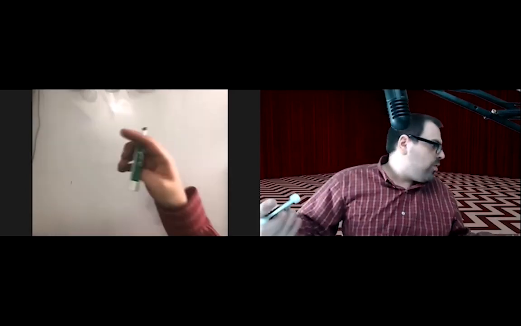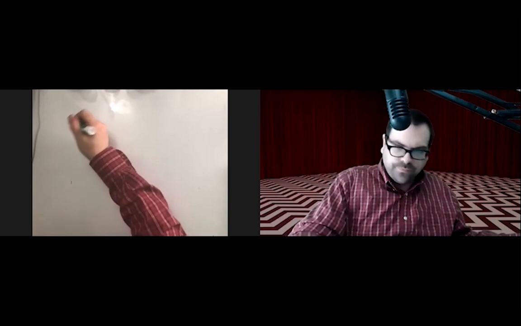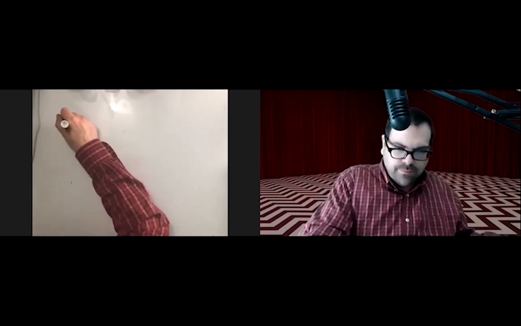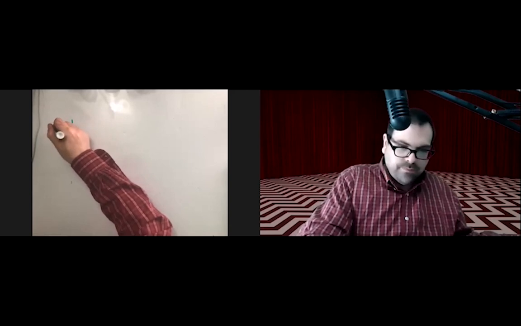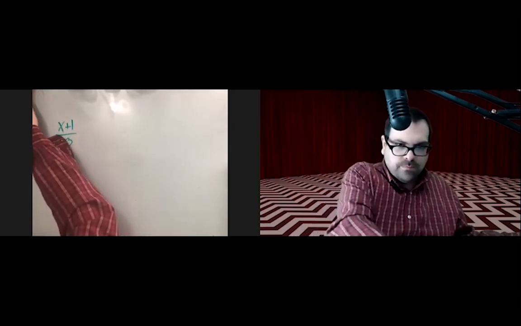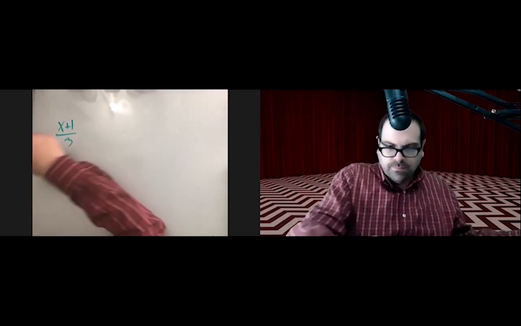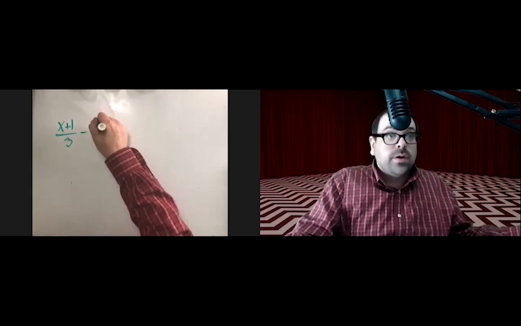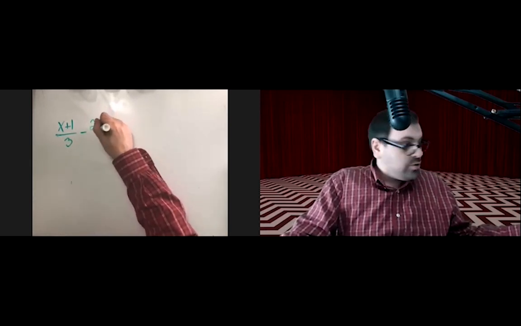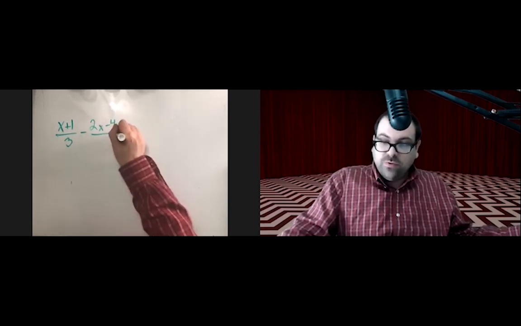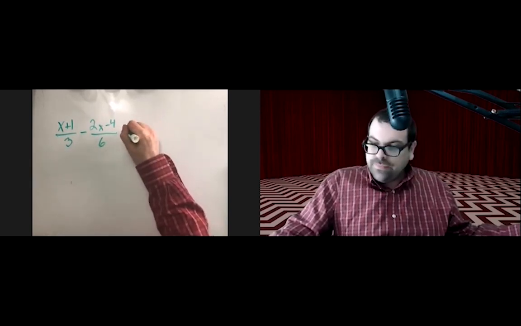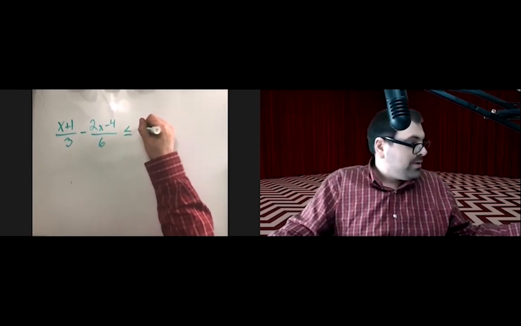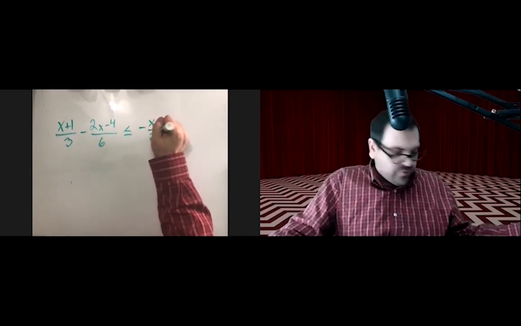Okay, let's throw in some work with fractions here. x plus 1 over 3 minus 2x minus 4 over 6 is less than or equal to negative x over 2.